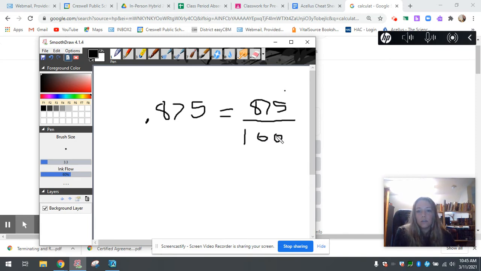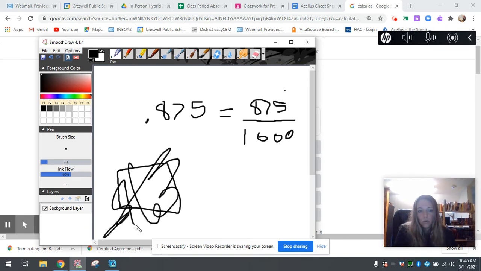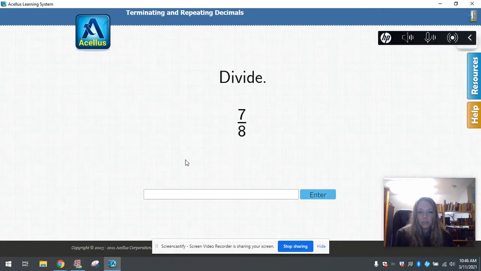So picture this. Remember, fractions and decimals, they represent a part of a whole. Imagine having a whole entire piece of paper, ripping it up into 1,000 pieces, and keeping 875 of them. You unfortunately lost some of them along the way. Okay, so that's kind of the concept. 0.875. So in Acellus, you can write 0.875 or .875.